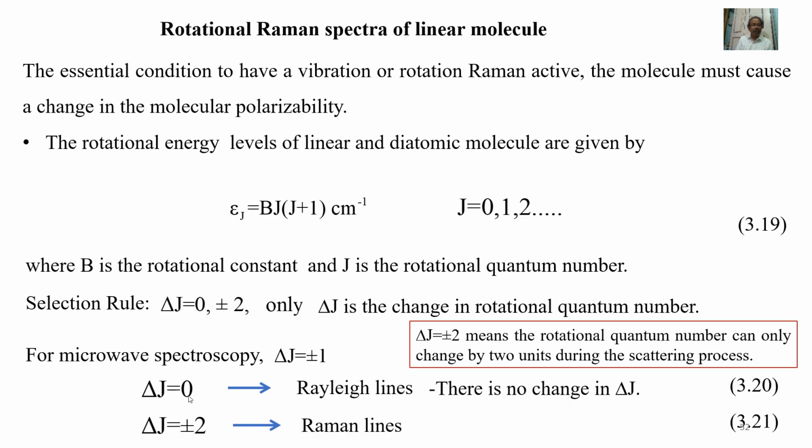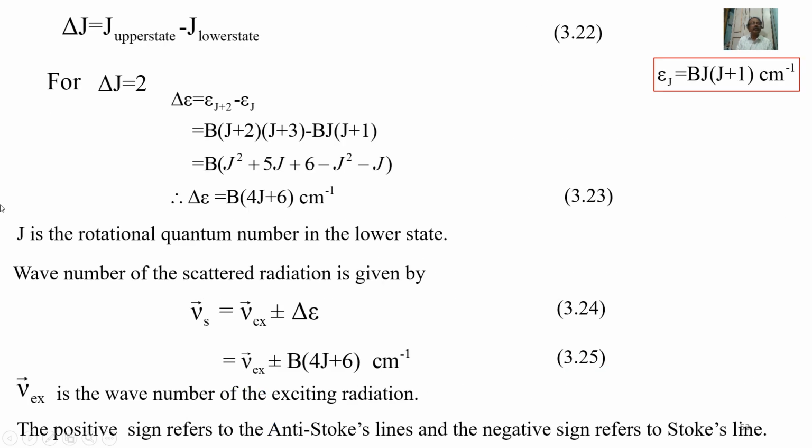And here del J equals 0 represents the Rayleigh line, that is, there is no change in J. Del J equals plus or minus 2 represents the Raman lines, which is nothing but the Stokes and anti-Stokes lines. Del J equals J upper state minus J lower state. That is, del J represents a change in quantum number, which is nothing but J upper state minus J lower state.